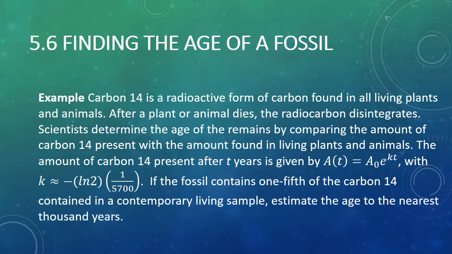Let's try a problem. Carbon-14 is a radioactive form of carbon found in all living plants and animals. After a plant or animal dies, the radiocarbon disintegrates. Scientists determine the age of the remains by comparing the amount of carbon-14 present with the amount found in living plants and animals. The amount of carbon-14 present after t years is given by A of t equals a sub 0 e to the kt. That's our formula we started with, k being approximately negative natural log of 2 times 1 over 5,700. And it's negative, which indicates it's a decay function.